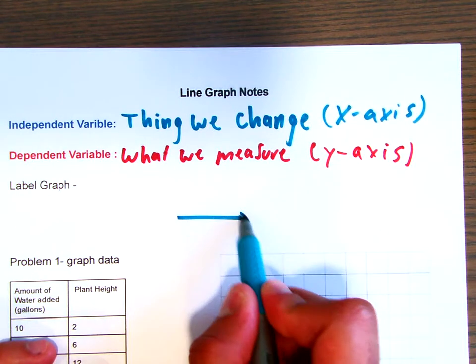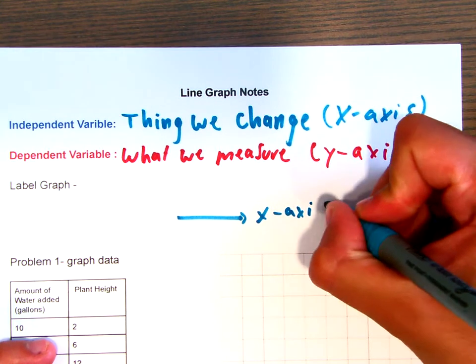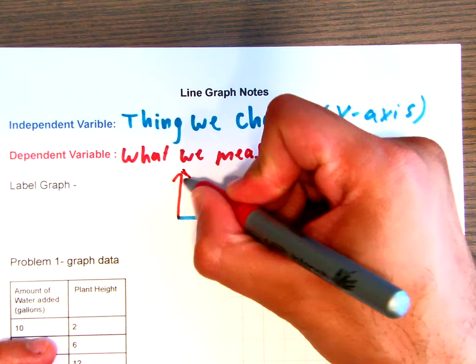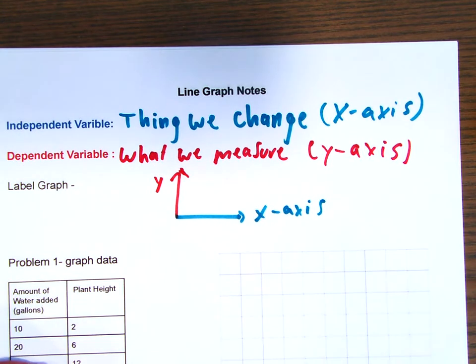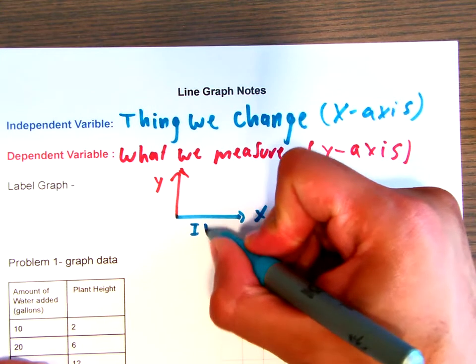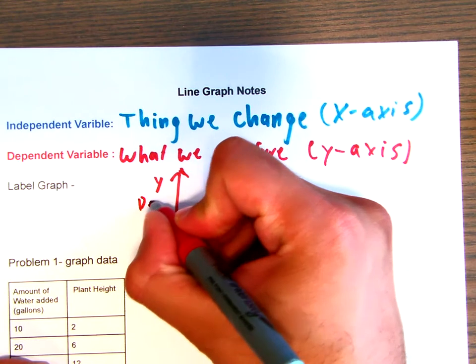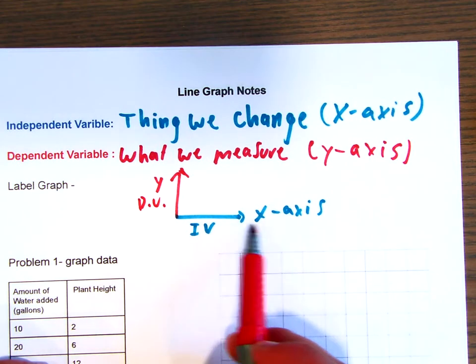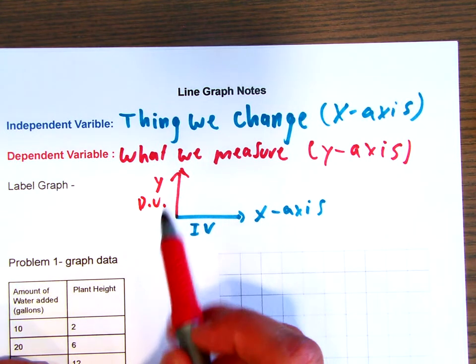Okay, so remember that if we're looking at a graph, this would be my x-axis, right? And this would be my y. So this is where I have my independent variable. This is where I have my dependent variable. So here I'm showing, what am I changing and how does it affect my dependent variable, whatever we're measuring.